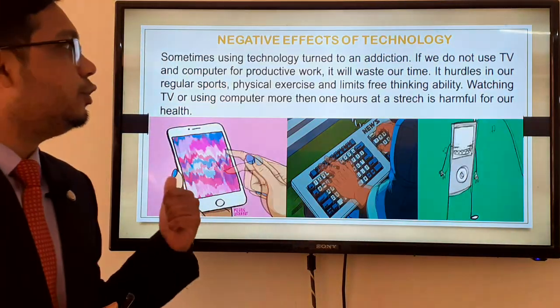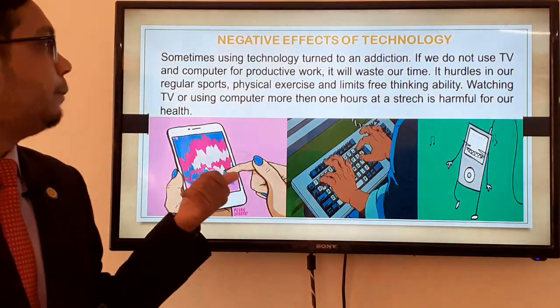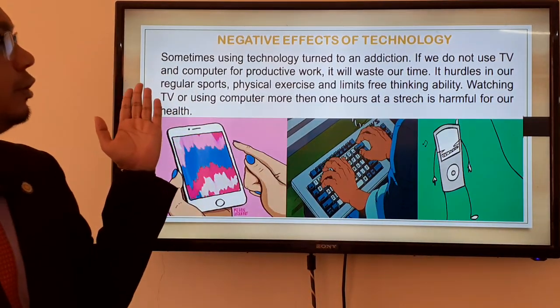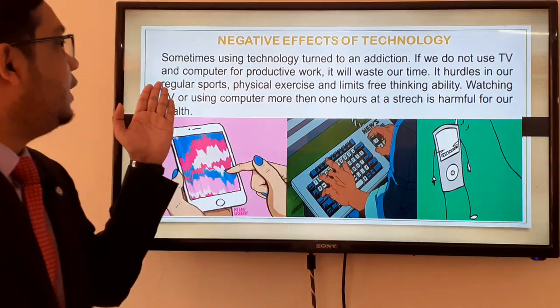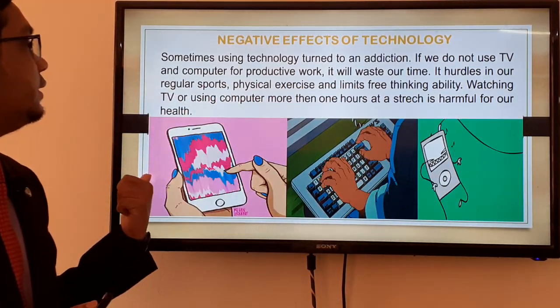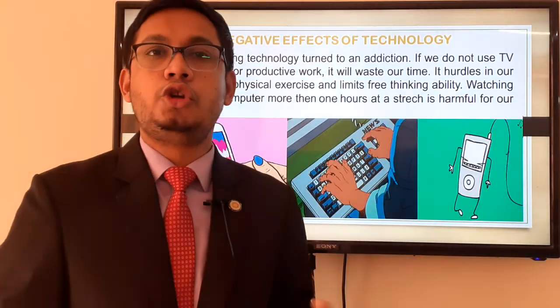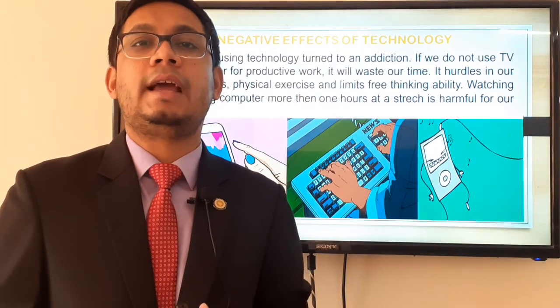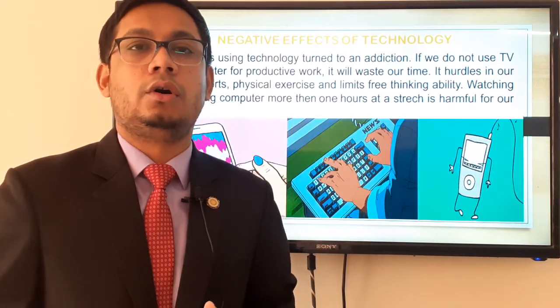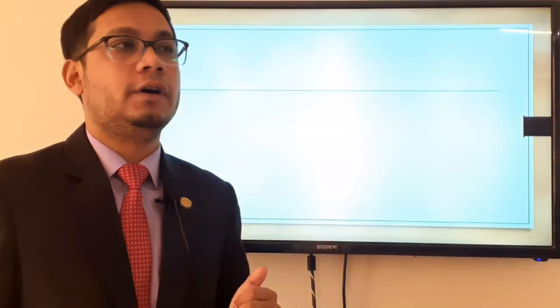Excess use of mobile phones, computers and laptops: if we do not use TV and computers for productive work, it will waste our time, hinder our regular sports and physical exercise, and limit free thinking ability. So your knowledge and free thinking ability will be reduced. We have to make all the positive uses of technology.